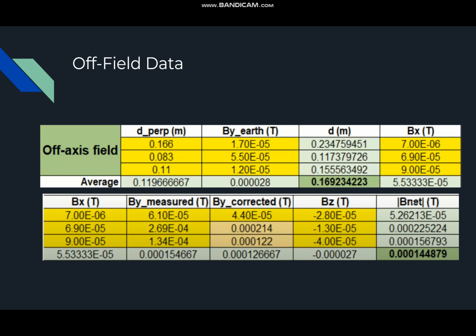Okay, now the off-field data. This was the right-hand image from the experimental procedure. We put our data into these tables, and it calculated the bx component, the by component, and the bz component of the magnetic field for that magnet bar.